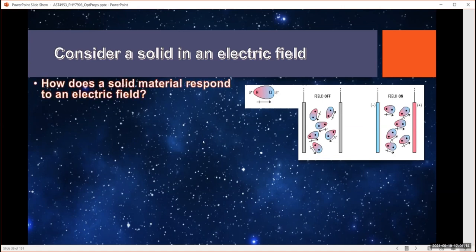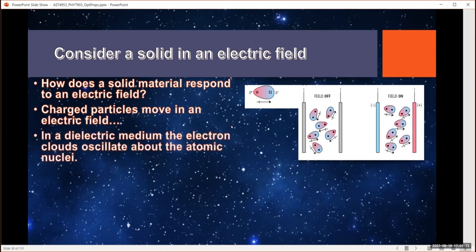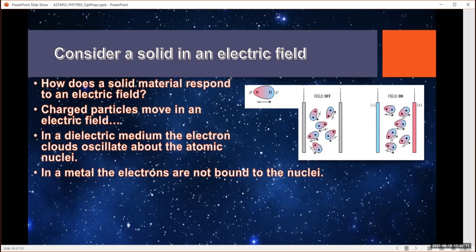How does a solid material respond to an electric field? Well, charged particles are going to move in an electric field as we just described. When you have a dielectric medium, not a conductor, the electrons are attached to their atoms and the electrons can move. They're going to oscillate around the atomic nucleus. They're going to be affected by the electric field, but they're not going to move very far from the atom. But you are going to get some polarization. Whereas if you have a metal, the electrons are not bound to the nuclei of the atoms. And so you'll get a different reaction with a metal compared to a dielectric material.